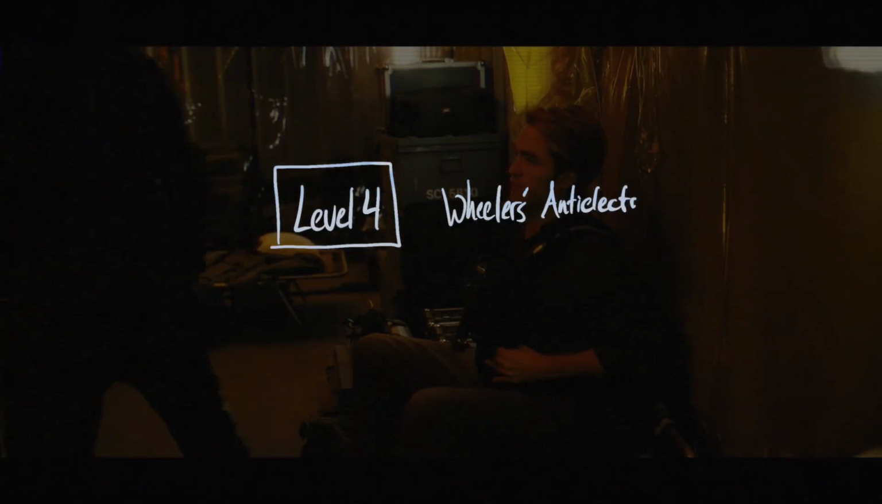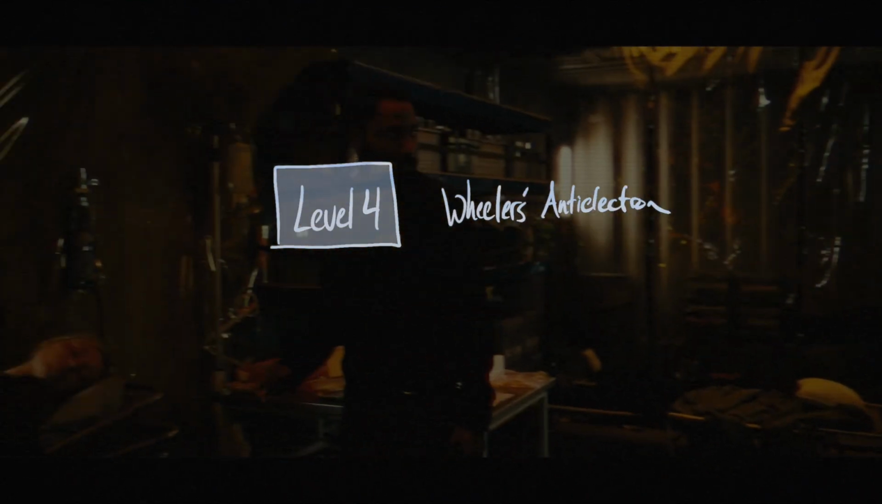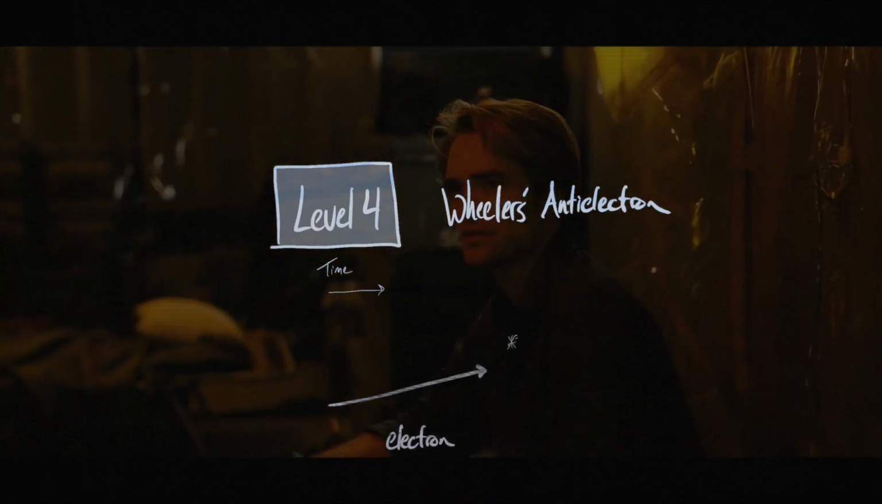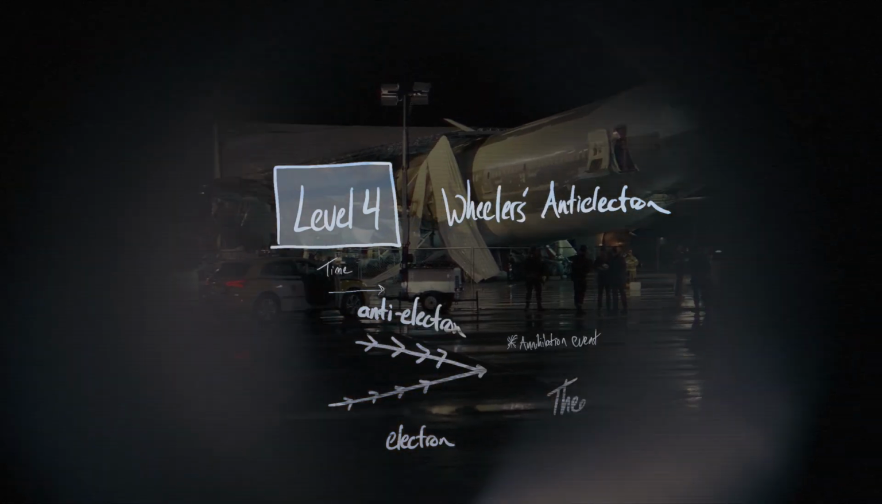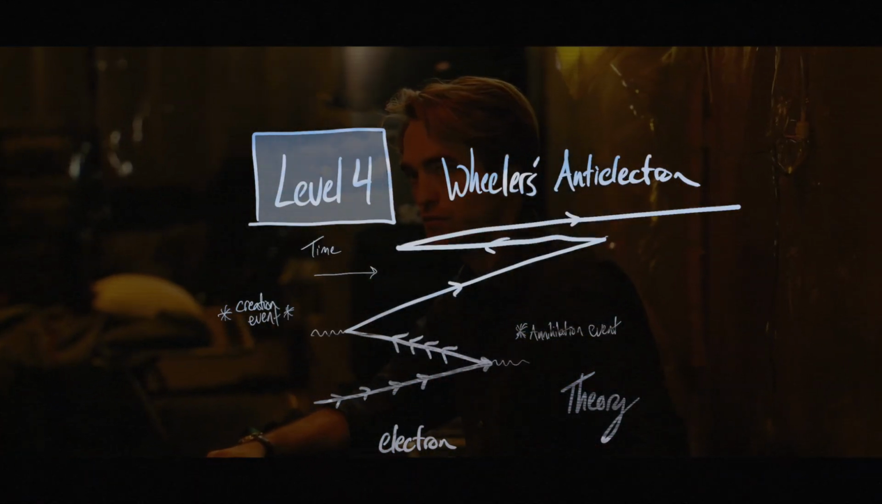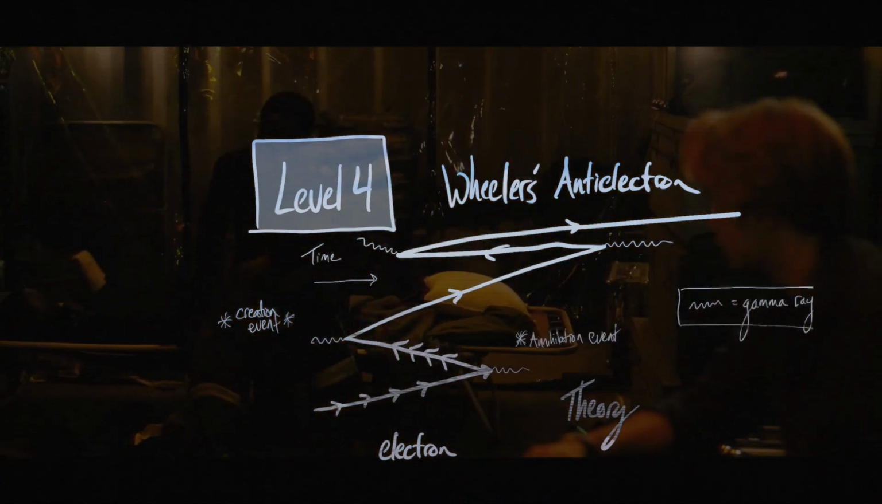Okay, level 4. This is where things start to get interesting. The movie specifically discusses, they use the word annihilation, and they mention Wheeler and Wheeler's electron, the theory that there's only one electron in the universe, and that all electrons are just one electron moving forward in time, converting to an anti-electron, and then moving backward in time.